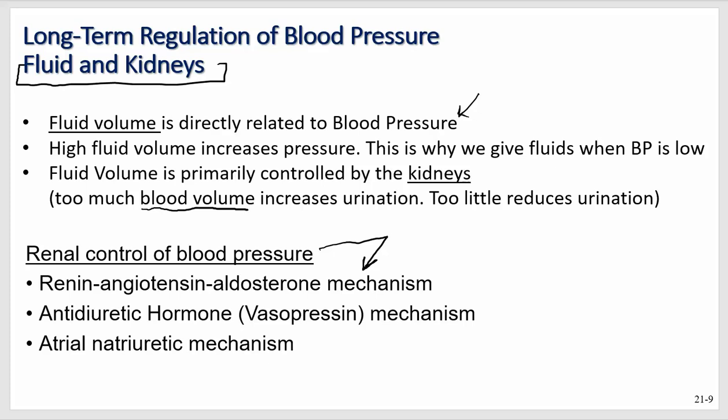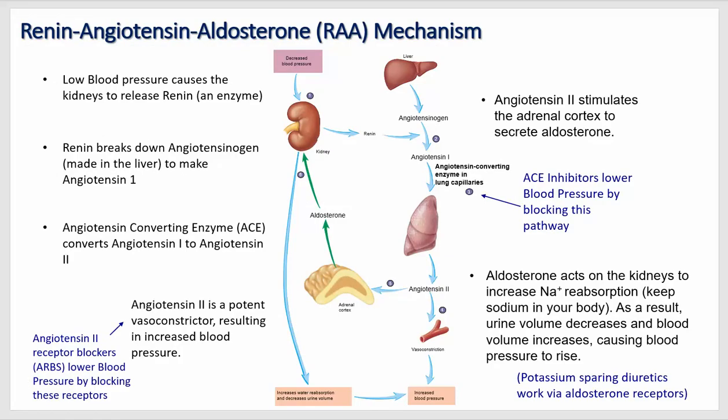There's something called the atrial natriuretic mechanism, which involves the atrial natriuretic hormone, and we'll discuss that. But first, let's talk about the RAAS, or RAA system: the renin-angiotensin, that's angiotensin 2, aldosterone mechanism. So let's start where it starts.